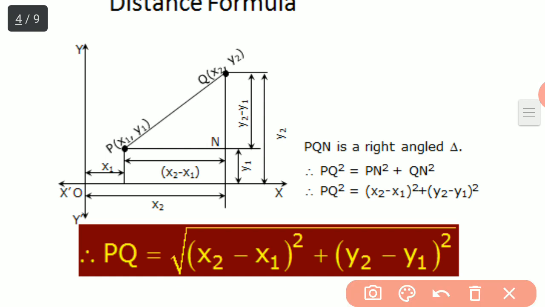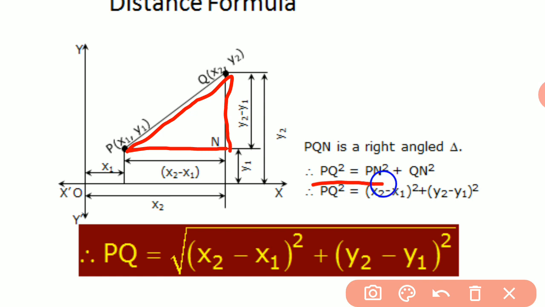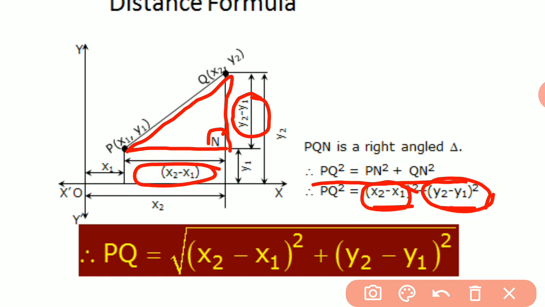Here this point is P and Q. We will use triangle PQN. PQ square equals PN square plus QN square. Here is the right angle. So PQ square equals, the value of PN is x2 minus x1 whole square, and the value of QN is y2 minus y1. This is y2 minus y1, we will write here, and this is x1 minus x2, we will write here.